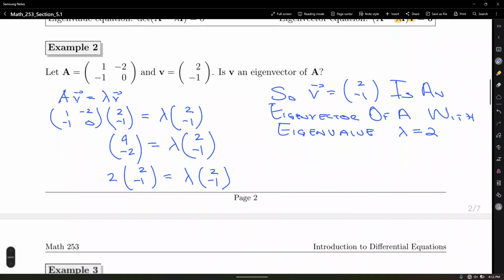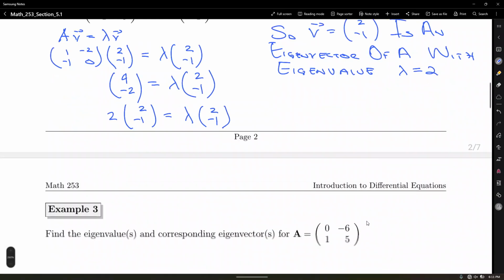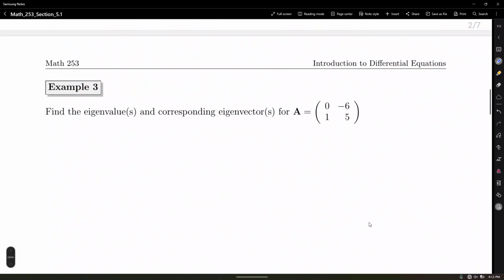Okay, guys, so now we're given a matrix. Find the eigenvalue or eigenvalues and the corresponding eigenvector or eigenvectors. The reason why I put parentheses to make it singular and plural is that some of these eigenvalues could be repeated, so we may have only one eigenvalue. All right, so what do we need to do to get the eigenvalues?